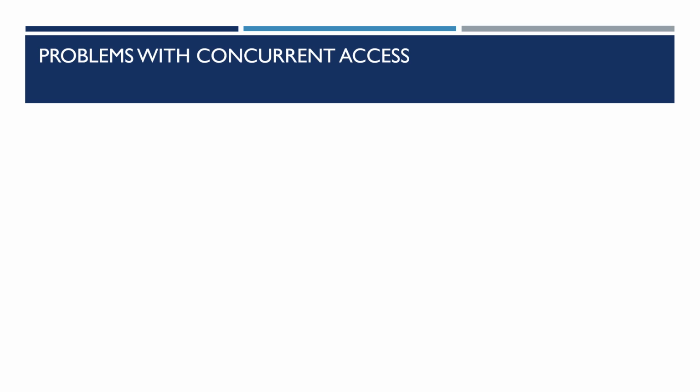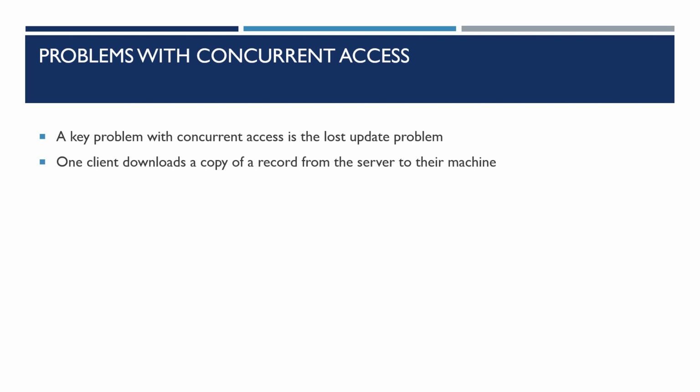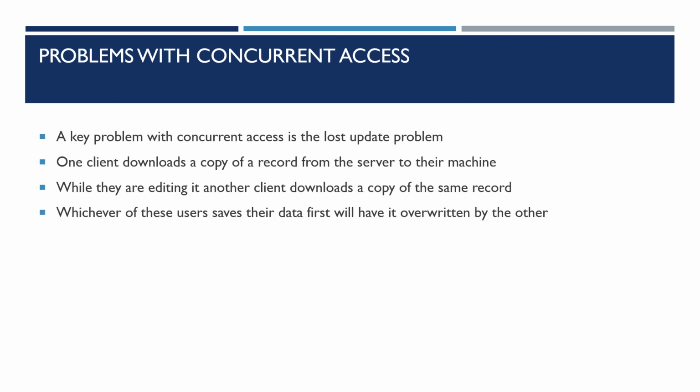A key problem that can arise with allowing users concurrent access to a database is what's known as the lost update problem. This is where one client downloads a copy of a record from the server to their machine in order to edit it. While they are editing it, another client downloads a copy of the same record. Whichever of these users saves their data first will have it overwritten by the other.